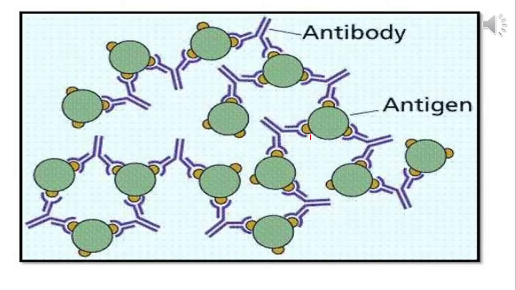An antibody has two sides for the binding of antigens. As you see in this figure, such a binding between antibodies and antigens can result in large antigen-antibody complexes.